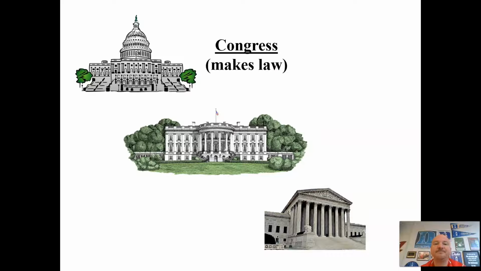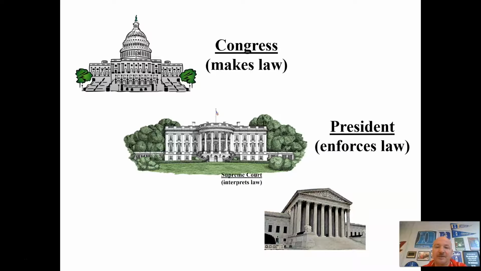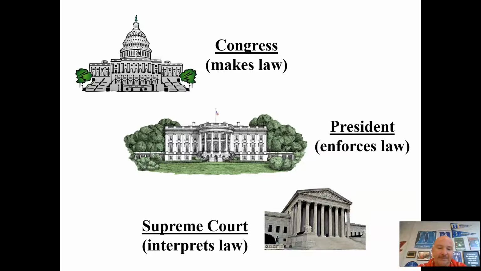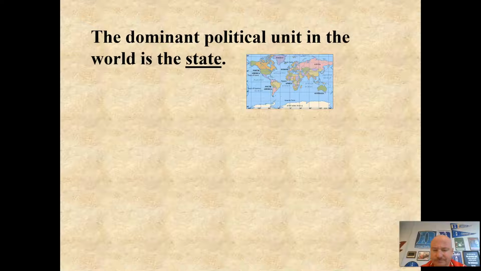And then you look here, there's Congress. They're the ones that make the laws. And you can see this here on your chart in your notes. The president enforces the laws, and then the Supreme Court, and then also your other federal courts, they interpret the law as well. And again, we'll go into more depth later on when we get into each branch of government as we get later on into the unit or the year.